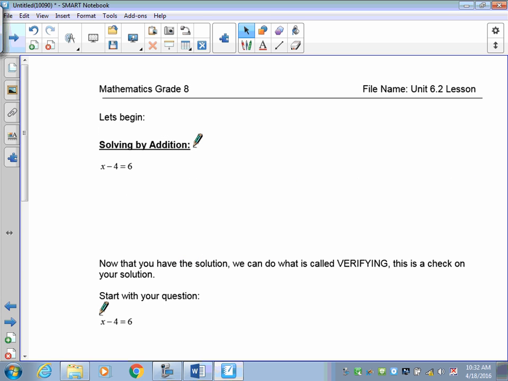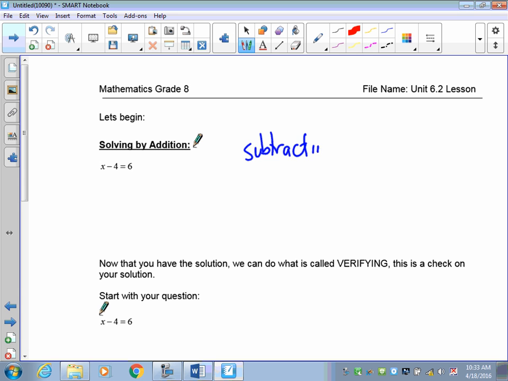So let's begin. Solving by addition. Here you see x minus 4 is equal to 6. So you should ask yourself that first question. What's happening to the variable? What are you doing here? In this case, we are subtracting 4. That's our first step. So now, I need to do the opposite of subtracting, which is adding. So this is what I have to do. I have to add 4 to both sides.